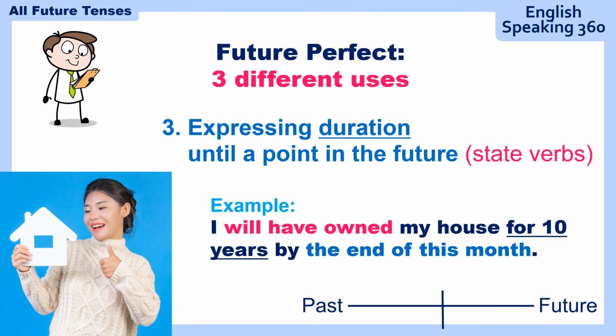I will have owned my house for 10 years by the end of this month. So the end of this month is in blue right here. And I will have owned my house for 10 years. So it's been 10 years, but minus a few days. And then by the end of this month, it will have been exactly 10 years.